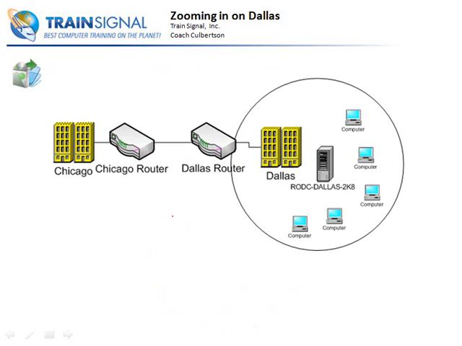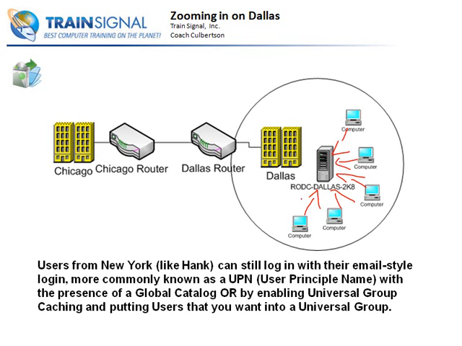If we were to zoom in on Dallas, this is what it would really look like. Now we have this Chicago site, right? Well, in Chicago, you're going to have a router. You're going to have a router also in Dallas. Now, in the Dallas site, we have this RODC Dallas-2K8, and users can use these computers to log in to the na.globalmatics.com domain quickly and easily, and have a good experience doing so as well.